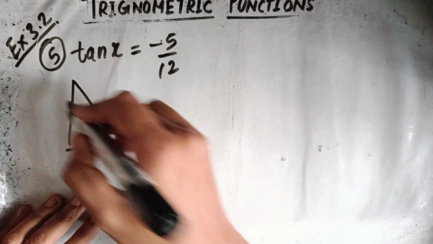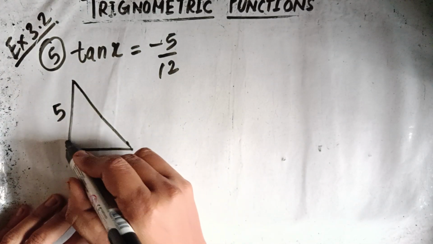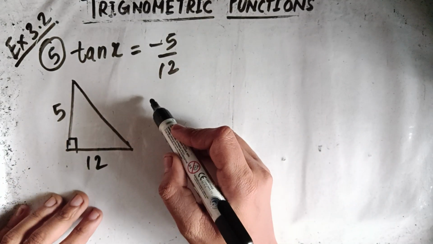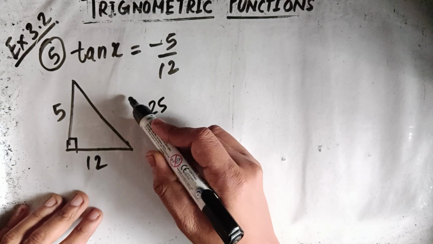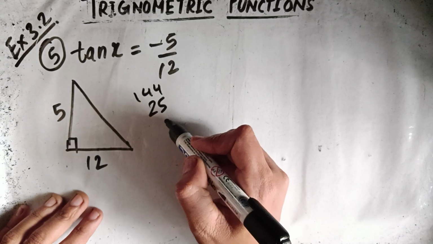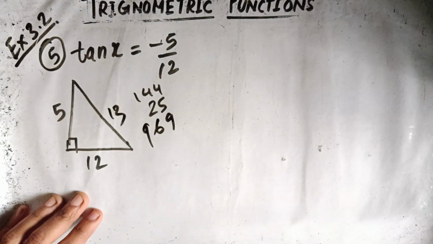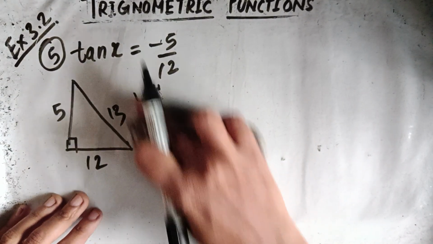Tan, opposite, adjacent. Okay. So 25 plus 144, 169, 13. Pythagorean triplet.